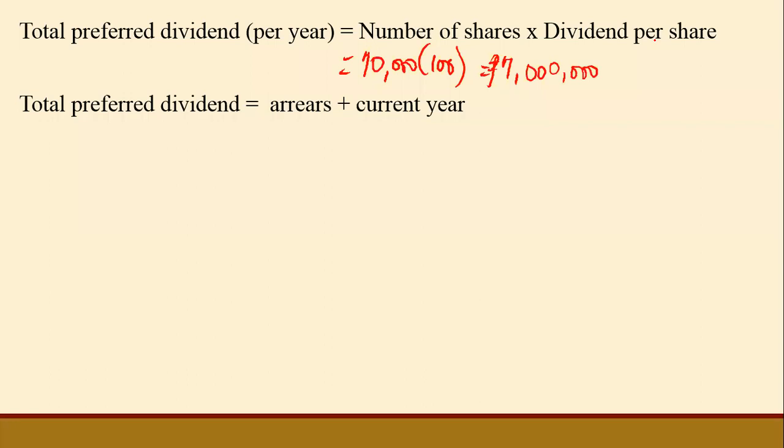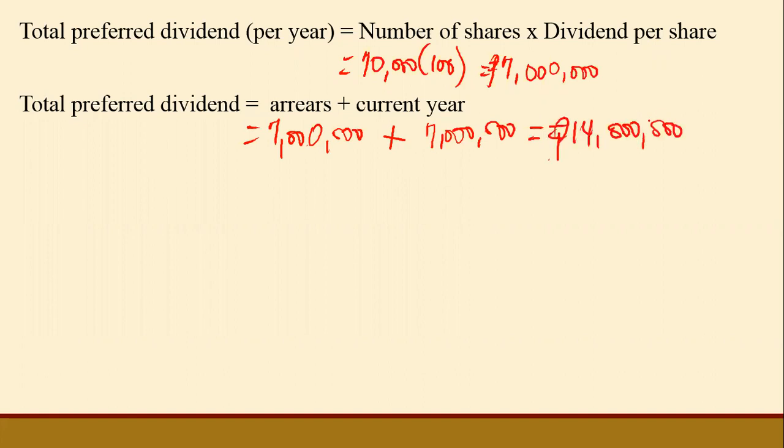And we have the total preferred dividend for the arrears and current year. Okay, so what do we have here? So we have the 7 million for arrears plus the current year na 7 million. Okay, so this is equal to 14 million pesos total preferred dividend.